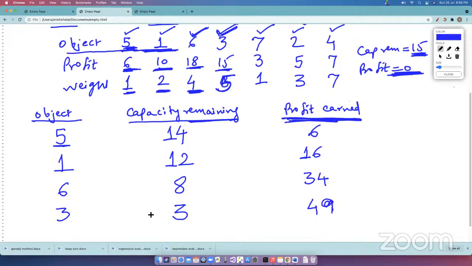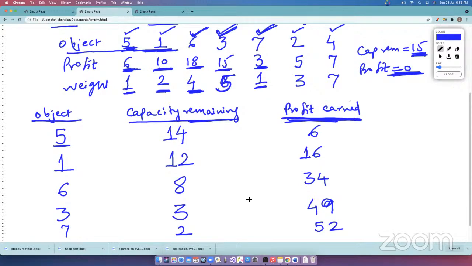Okay. Now let's try to add the 7th object greedily. Look, the 7th object has weight of 1. That means now capacity of 2 remains. Agreed, everyone? 1 kg you have added, so from 3 you have subtracted 1 kg. But what's the profit of this? 3. So total profit till now is 52.